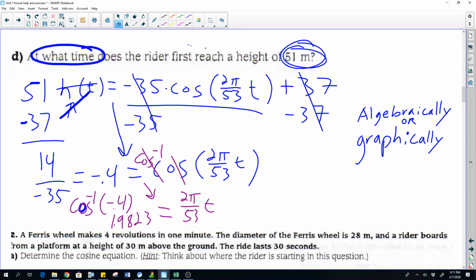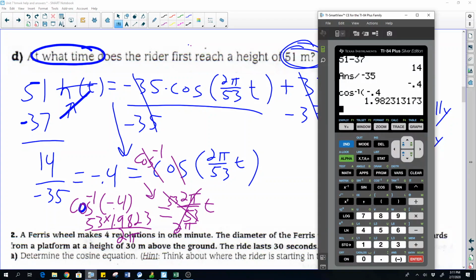How we solve for t is get 53 to the other side by multiplying it. So do 53 times 1.98. Then to solve for t, we divide that whole thing by 2 pi. Cool, and that'll give us our answer algebraically. This is intense, but if you're taking 1050, 1060, or calculus next year, then you definitely want to do it algebraically, because that's how they're going to show you how to do it.